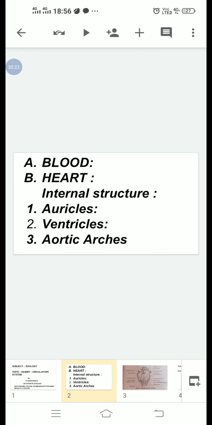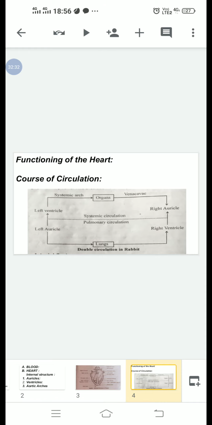Okay, this is the rabbit circulatory system. Next point is the function of the arch and the course of circulation. This is the end of the rabbit circulatory system.